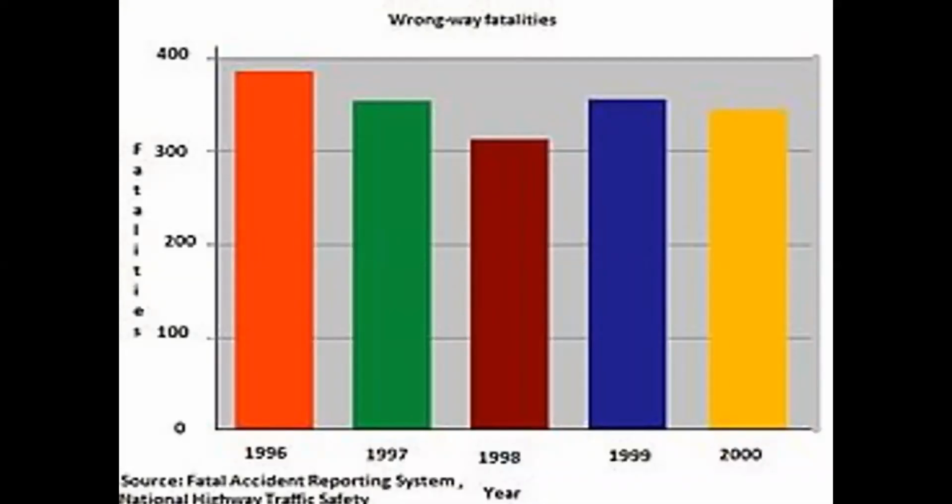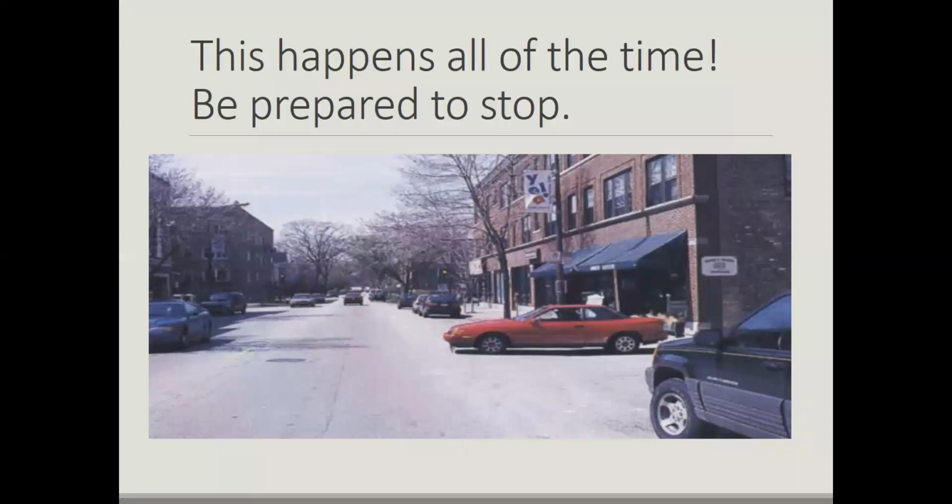And this is showing wrong way fatalities. The slide's a little bit outdated, but it does happen. And this happens all of the time. Be prepared to stop. Cars are going to pull out in front of you. Cars are going to make mistakes. So you have to anticipate that that's going to happen and be prepared for that. You should not be driving out there at any time and think that everybody's going to do exactly what they're supposed to do all the time. That would not be defensive driving.